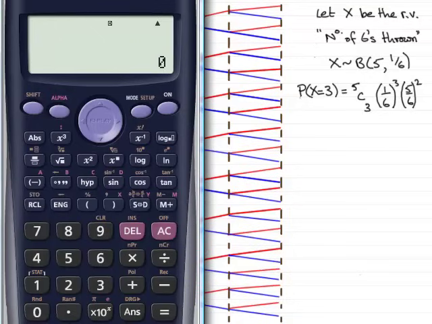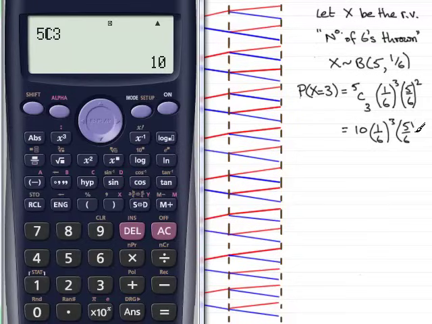So here is a typical scientific calculator, and on this calculator the nCr button is just above the division sign. So if I press 5C3, we'll go for 5, and then this particular calculator I've got to press the shift button, so shift, and then we do that, we get C, and then press 3 and equals, and we've got 10. It's telling me that there should be 10 paths through the tree diagram that give 3 successes. So this is 10 multiplied by 1/6 cubed times 5/6 squared.